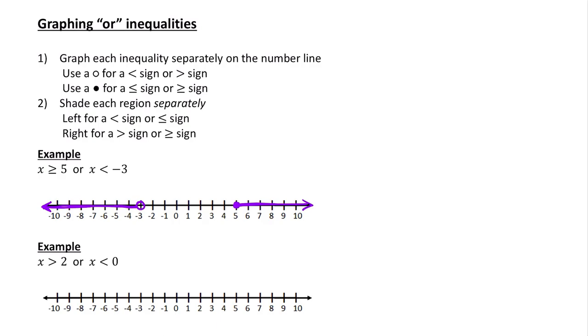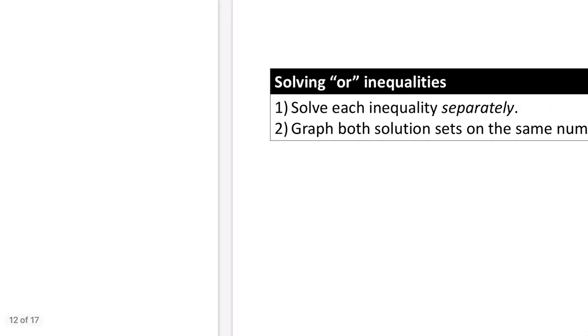All right, what about x is greater than 2 or x is less than 0? Well, x is greater than 2 means open circle at 2 and then shade to the right of 2. X is less than 0 means open circle at 0 and then shade to the left of 0. Okay, so that's how you graph OR inequalities.